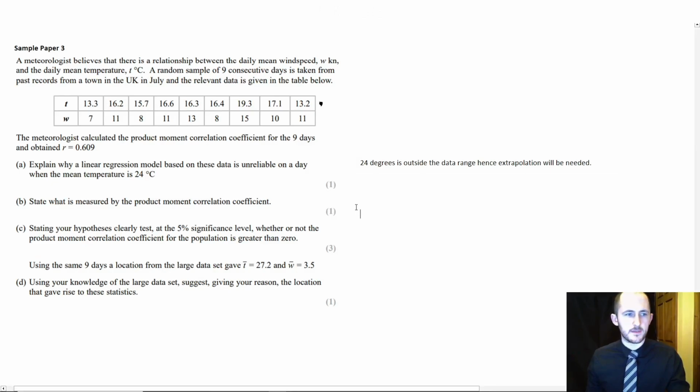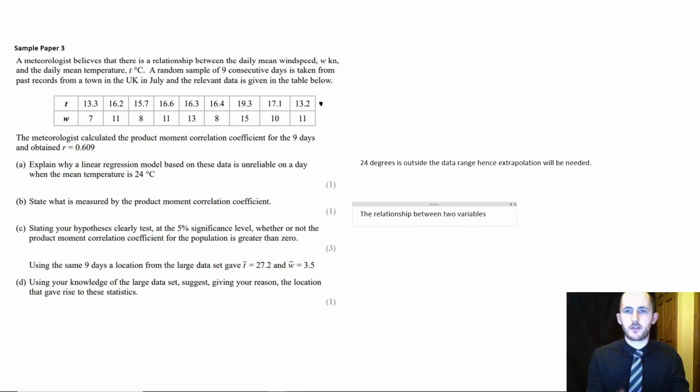Part B says state what is measured by the product moment correlation coefficient. It's just the relationship between two variables, right? So how strongly they are tied together.